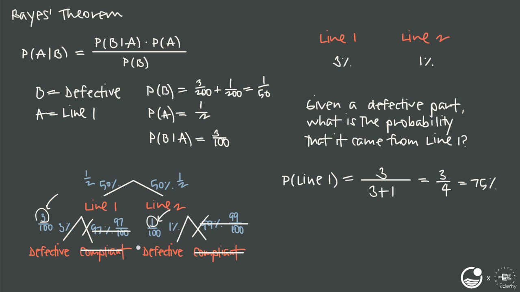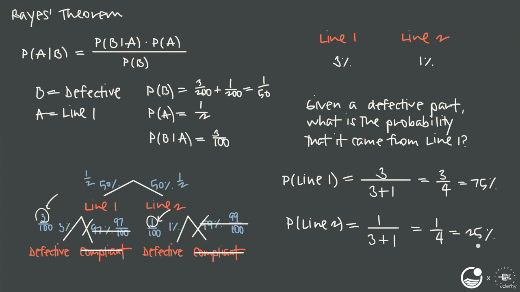We could obviously use this same tree diagram to see the probability that the part came from line 2, given that it was defective. So we could say the probability that it came from line 2 is equal to, we would take this value 1, divide it by the total possibilities, 3 and 1, and we would get 1 over 4, or 25%, which of course we already know to be the case, because 100% minus 75% gives us that 25%. These are complementary probabilities. So that's the fundamental idea behind Bayes' theorem.